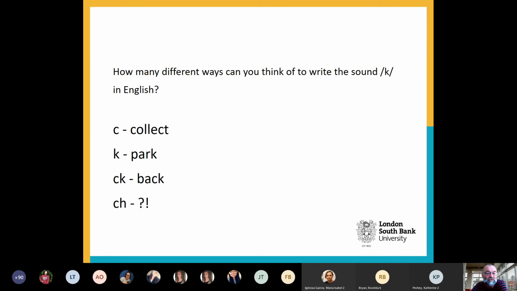Anyway, so you've got CH as a hard k sound. This is one of the complications of the English language, that there aren't any simple ways of thinking about this. There are lots of different ways of making this sound using phonemes in the English language. So it's a complicated language.